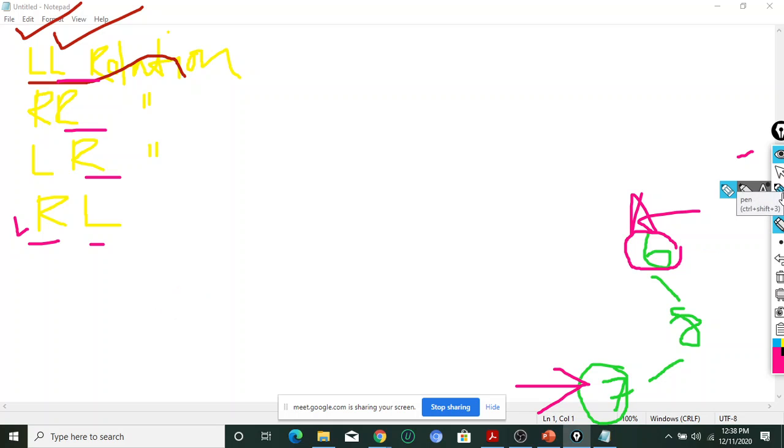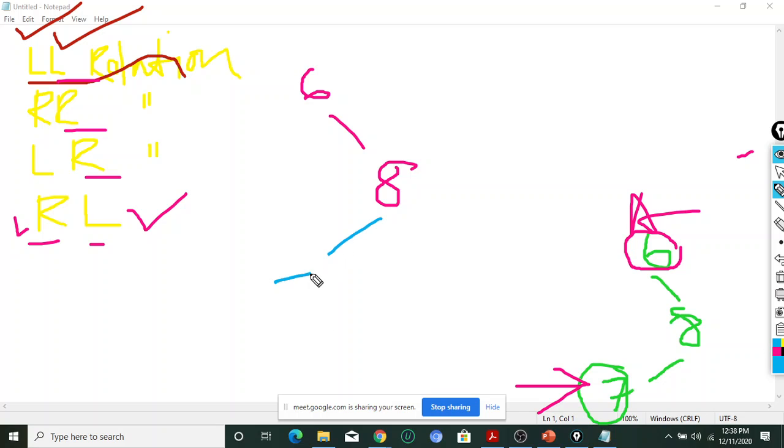Okay, try to understand. This is my initial picture. This is 6, this is 8, and if I want to perform RL, RL means I am going to insert left. Understood? I am going to insert left. This meaning is clear. Left of what? The right one. Right subtree of A. Now it is understood.